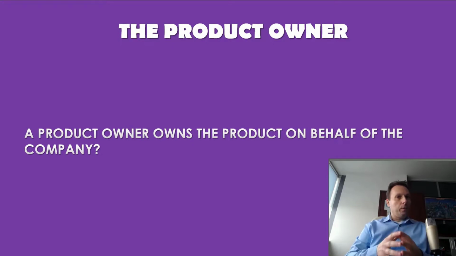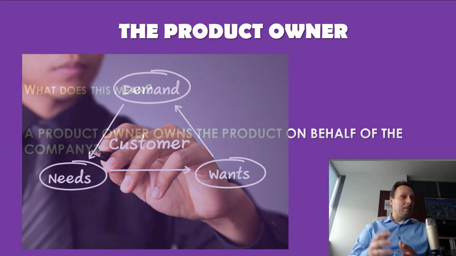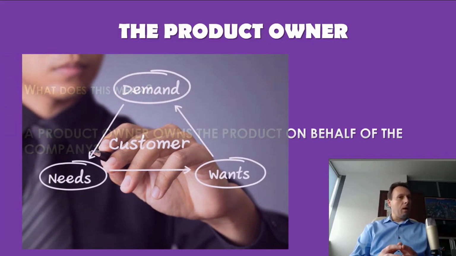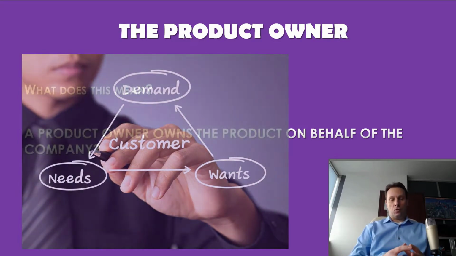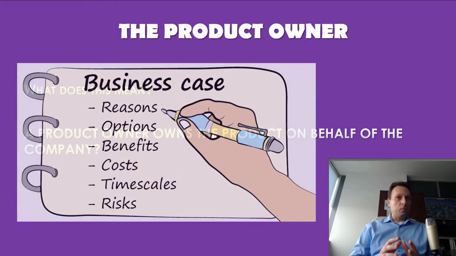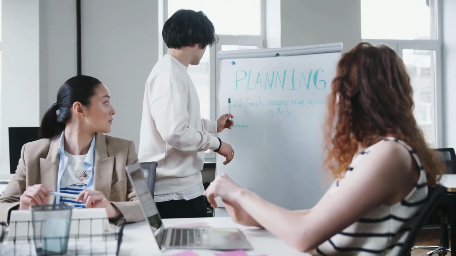Now, a product owner owns the product on behalf of the company. What does this mean? Let me explain this way. The product owner is the team member who knows what the customer wants and the relative business value of those wants. He or she can then translate the customer wants and values back to the Scrum team. The product owner must know the business case for the product and what features the customer wants. He must be available to consult with the team to make sure they are correctly implementing the product vision.